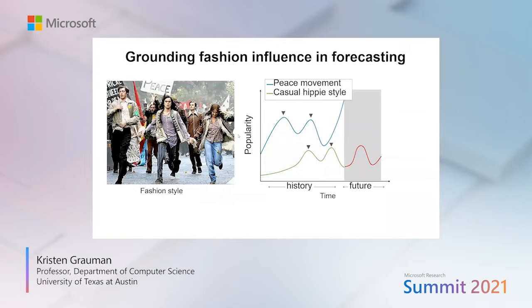Because the shape of the blue curve suggests what might be the shape of the green curve in this case. And notice that's very different than if I weren't paying any attention to that cultural event, in other words, the blue curve. So this is, in a snapshot, how we're going to try and leverage forecasting as a time series prediction task to ground a model of fashion influence.